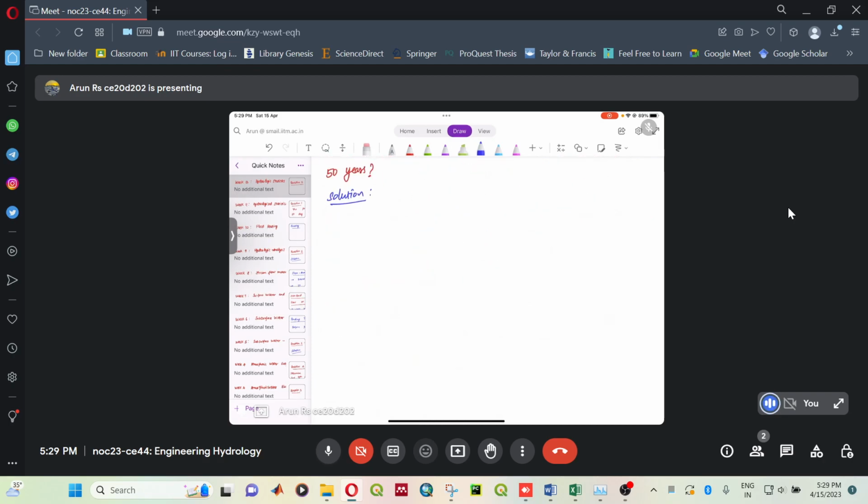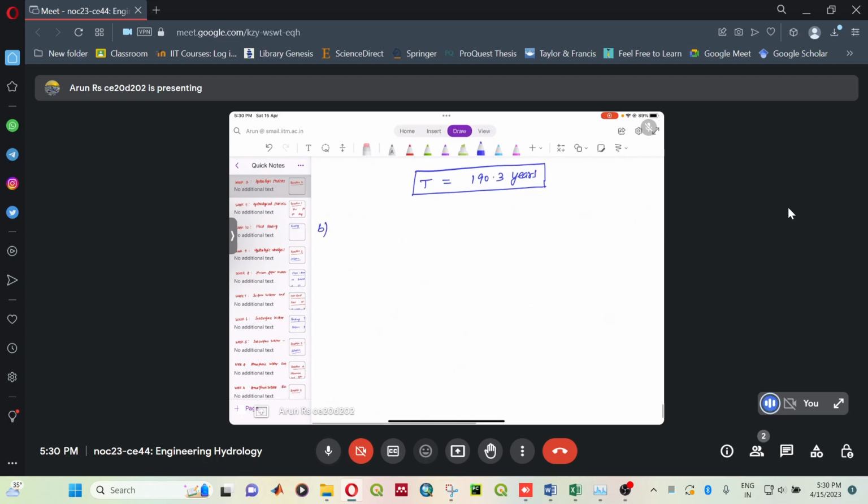So the first part is similar to the previous question which we solved. That is, risk is equal to 1 minus 1 by T to the power of n. So risk is 10%, that is 0.1, equals 1 minus 1 by T to the power of n, where for the first part the lifespan is 20. So from this we can estimate the return period as 190.3 years. So we need to use a return period of 191 years in our design, or maybe 200 years also we can take.